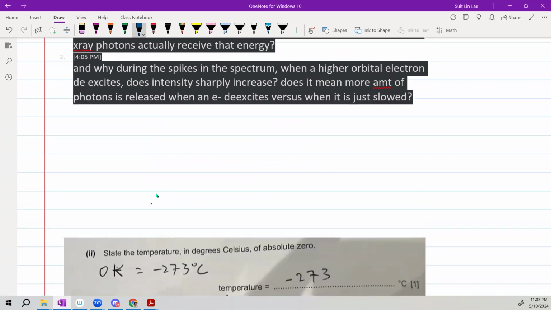Is it like probability? Yes, it is probability. It's a distribution. It's literally a distribution. Like that.